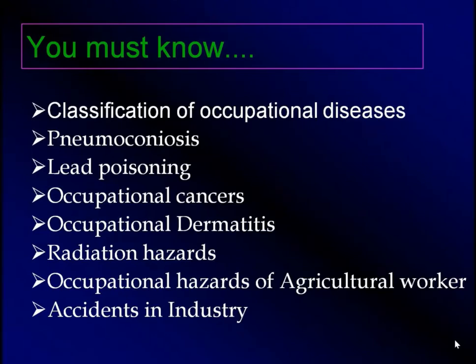Today's topic will be discussed under these headings: classification of occupational diseases, how occupational diseases have been classified, and in this class we will discuss in detail some of the important occupational diseases like pneumoconiosis, lead poisoning, occupational cancers, occupational dermatitis, radiation hazards, occupational hazards of agricultural workers, and accidents in industry. So all these topics we will cover in this class.